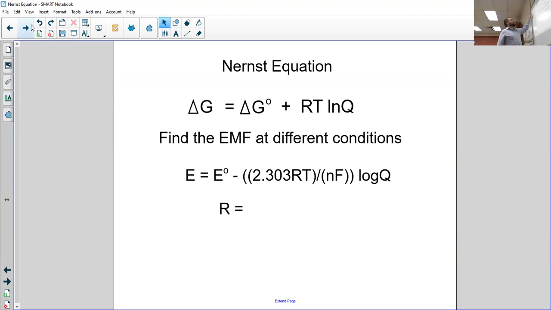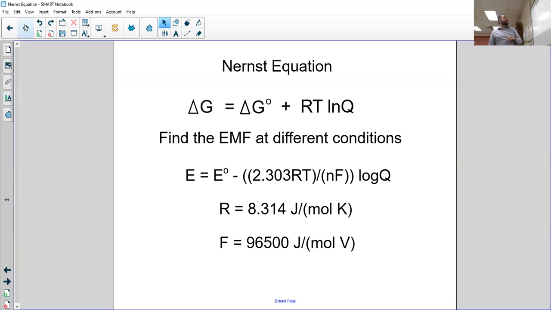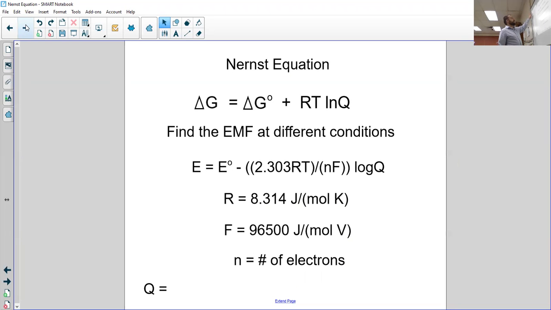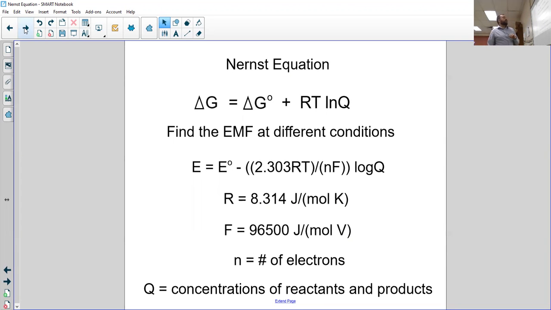R is our gas constant of 8.314 joules per mole Kelvin. You guys have seen that before. F is our Faraday's constant. You guys have seen that too. So it's 96,500 joules per mole volt. Our N in this case is going to be our number of electrons in the half reactions. And our Q is going to be our concentrations of reactants and products.